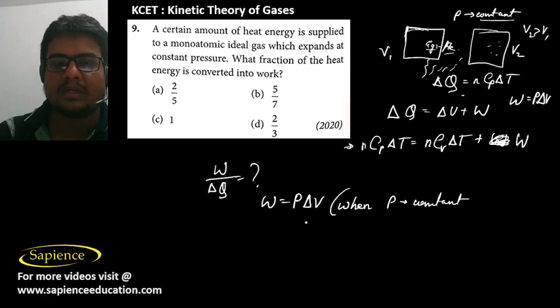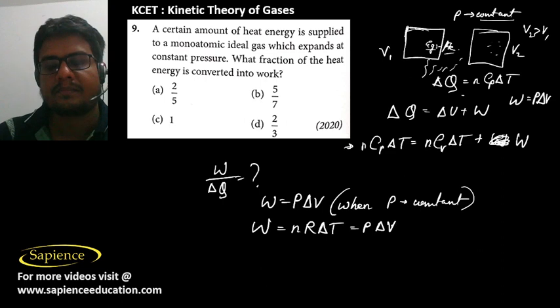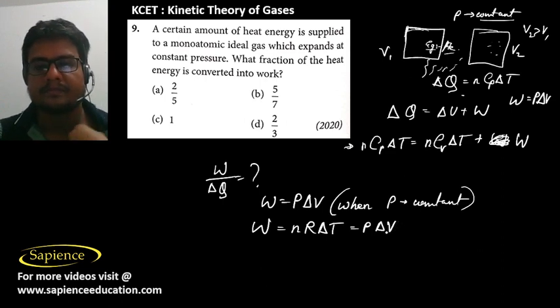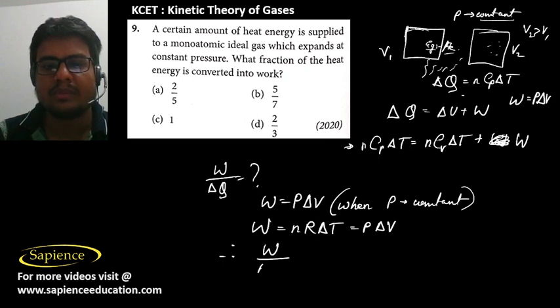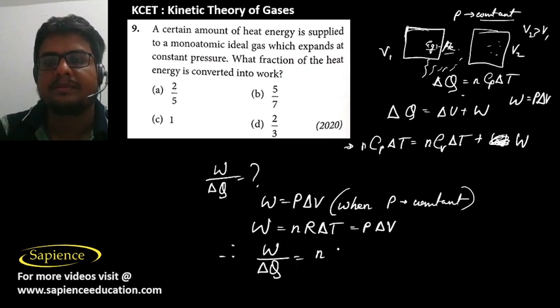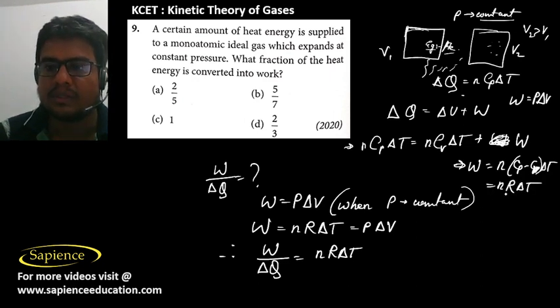Now PV equals nRT, so I can say that W will be equal to nR delta T, that is equal to P delta V. Therefore W by delta Q. Also from here we can see that W will be equal to n into Cp minus Cv into delta T. Cp minus Cv is always equal to R, so that will also be nR delta T. So in this way also we can see that the work done under constant pressure is nR delta T.